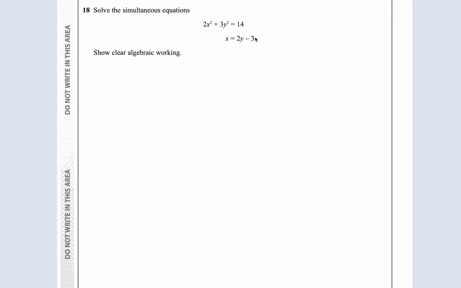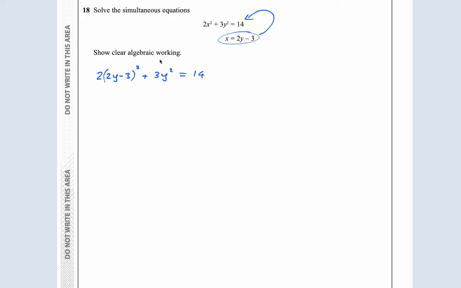The way we do these questions is we put this one, the linear equation, into the nonlinear equation and then solve this. When I say put it into it, what I mean is, instead of x, I'm going to put 2y minus 3. So I'm going to do 2 times, instead of x, I'm going to put 2y minus 3 because x equals 2y minus 3. So I can do that. Instead of x, I'm putting 2y minus 3, but it's squared, plus 3y squared equals 14. Now, why did I do that, I guess is a better question.